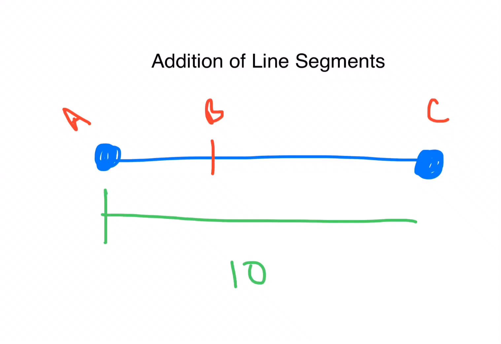That means from here to here it measures 10. They're going to tell you if AB measures 3, what does BC measure? They want to know what this measures. And you're going to say, very simple. Well, if the whole thing is 10, and this is 3, then BC has to equal 7. For those of you thinking, what? Well, if we add a 3 and a 7, 3 plus 7 gives me 10. That is our addition of line segments.